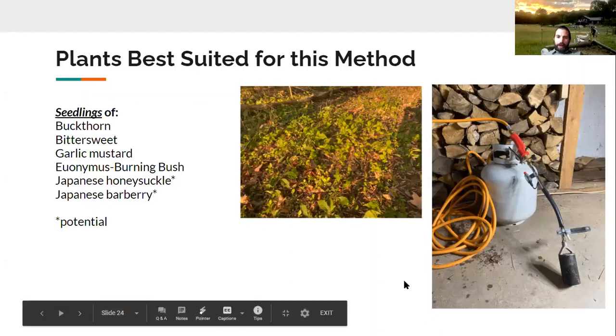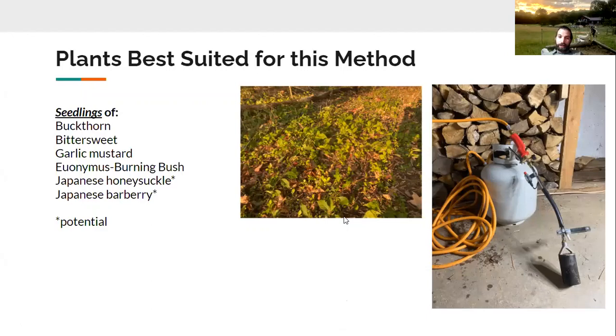Over on the left photo, that is later in the year, the same area that I had the goats in from before. I call this a carpet of bittersweet. All of those are bittersweet seedlings. One of the other cons of this method is you have to be really good at identifying seedlings, which is sometimes not a skill that everyone has. And frequently, seedlings look quite a bit different than mature plants.